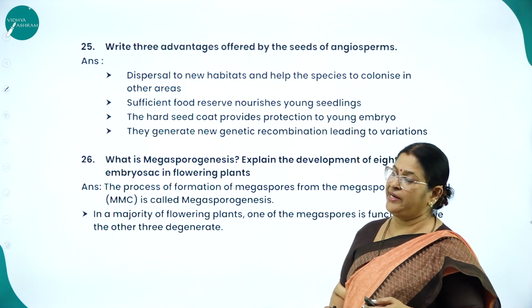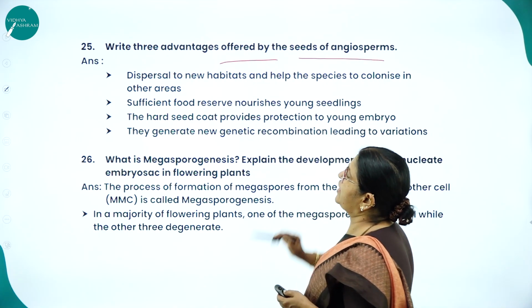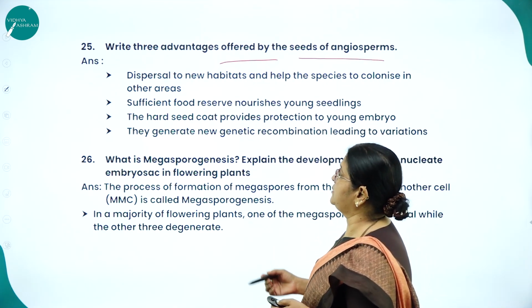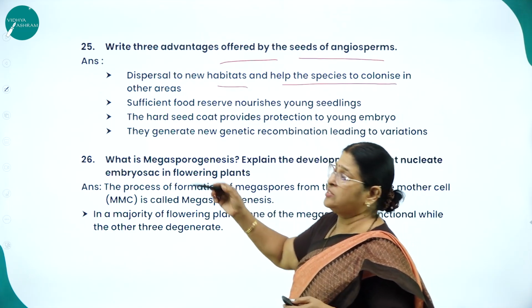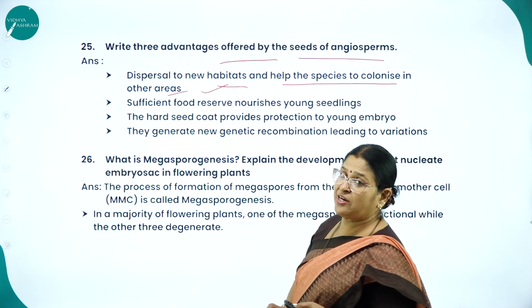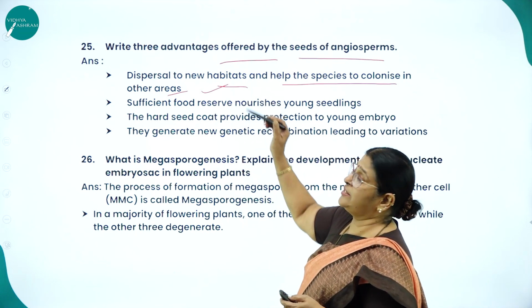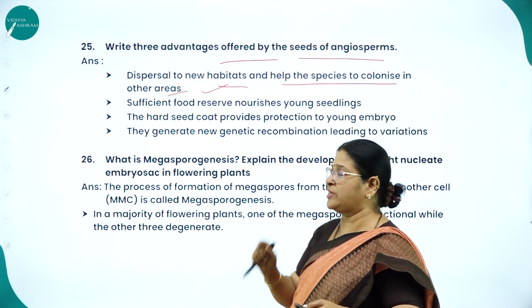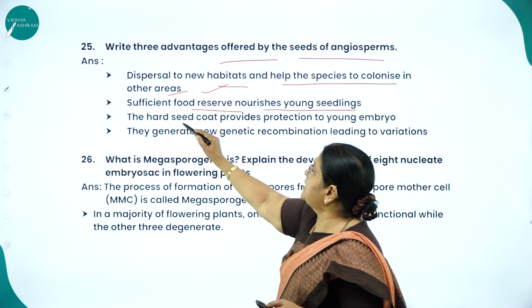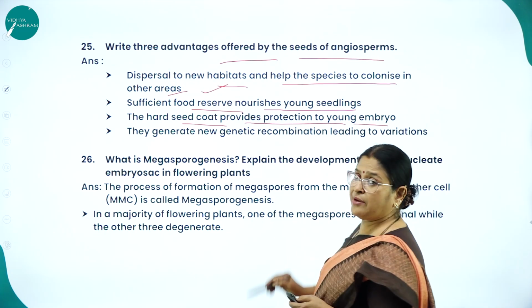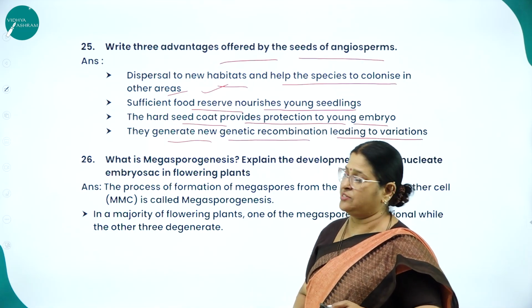Question number 25. Write 3 advantages offered by the seeds of angiosperm. So what is the advantage of seeds? Dispersal to new habitats and help the species to colonize in other areas is one of the advantages. Sufficient. So it is for 3-marker questions. 3 advantages. Each advantage carries 1 mark. Sufficient food reserve nourishes young seedlings. The hard seed coat provides protection to young embryo. They generate new genetic recombination leading to variations.